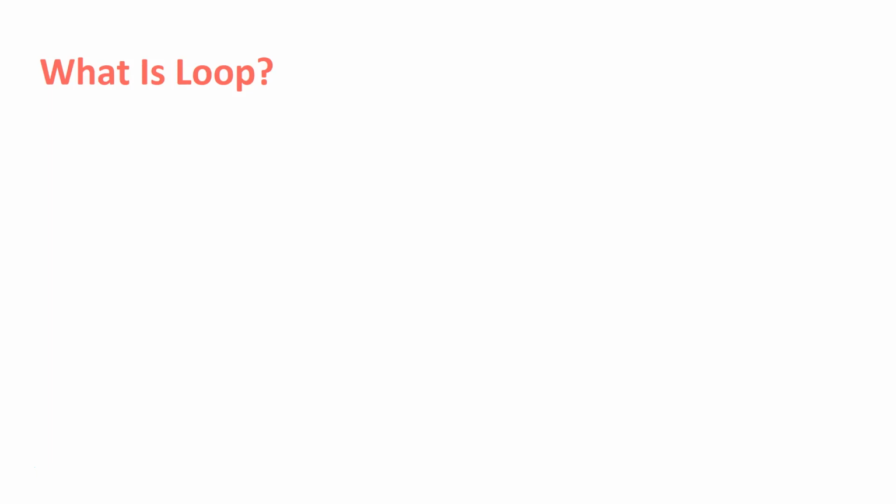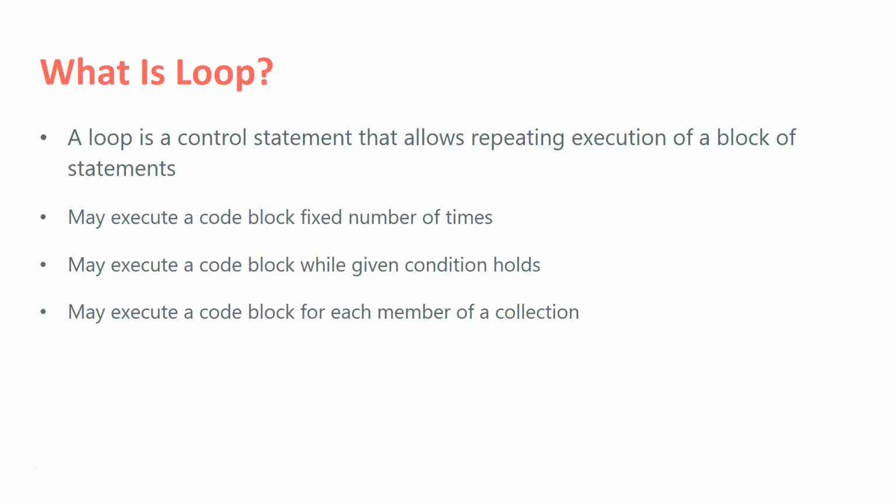First, let's remind what a loop is. A loop is a control statement that allows us to repeat execution of a block of statements. It may execute a code block a fixed number of times or while a given condition holds. The other option is to execute it through each member inside some collection. Loops that never end are called infinite loops.